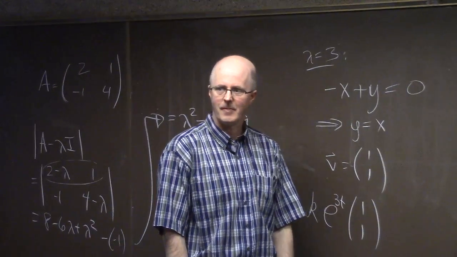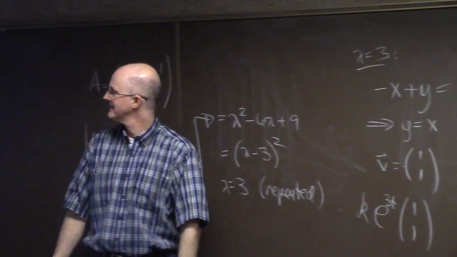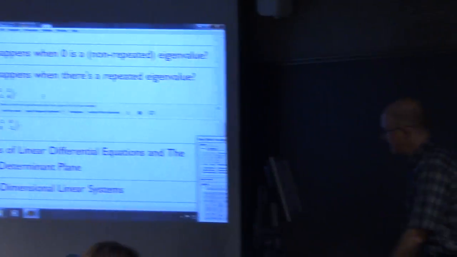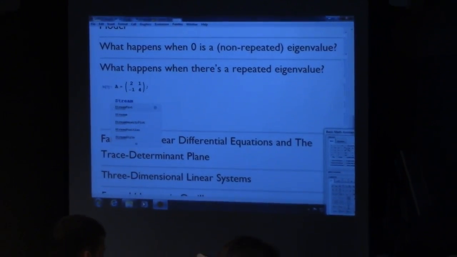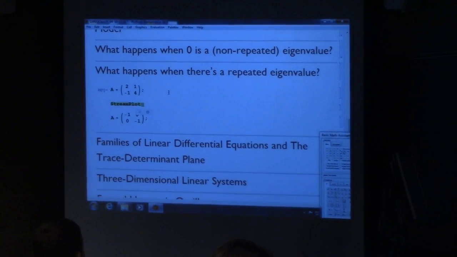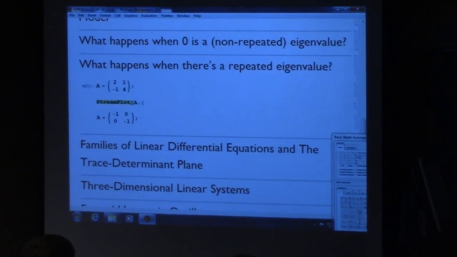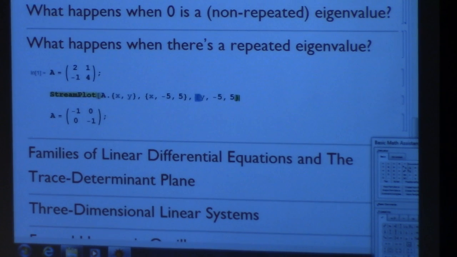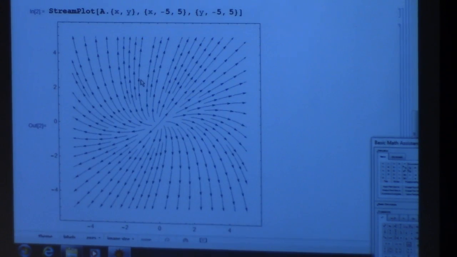Now I could certainly use StreamPlot. Maybe I should quick to see what the rest of the solutions look like. You know, is it really going to be a source if it's only a source in one direction? StreamPlot, A dot, x comma y. See what it looks like. There it is. The origin in the middle. You should draw a big dot there. That would be the equilibrium point. It does look like a source in all directions.